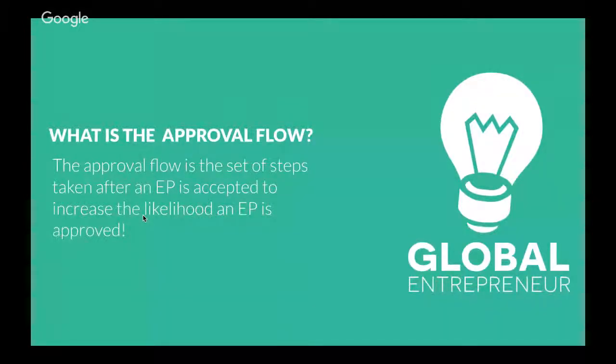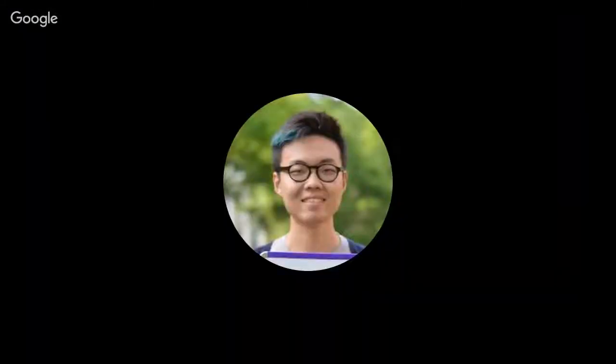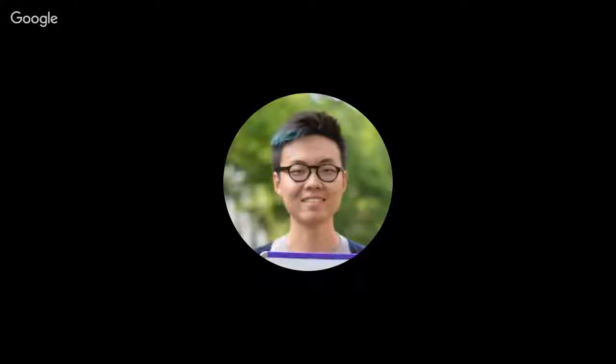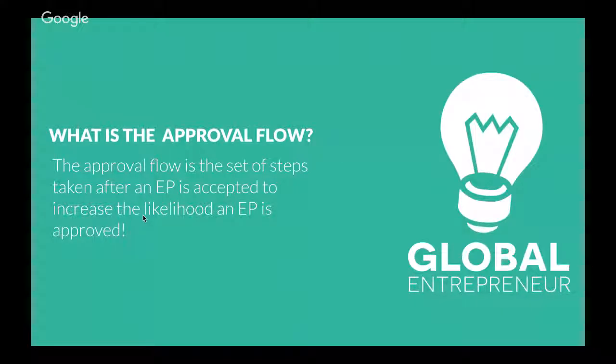Right, so you've got an EP accepted, and now we have the approval flow, which is a set of steps to take after an EP is accepted to increase the likelihood that an EP is approved. The reason why we have a recommended flow is because this is where you can have a lot of EPs drop out for visa rejection, for lack of communication. Also, the things that you do in this part help set the expectations for what communication in the relationship will be like with the EP.